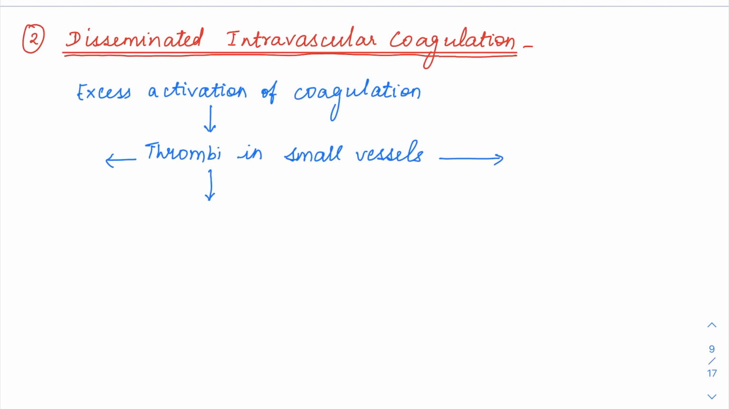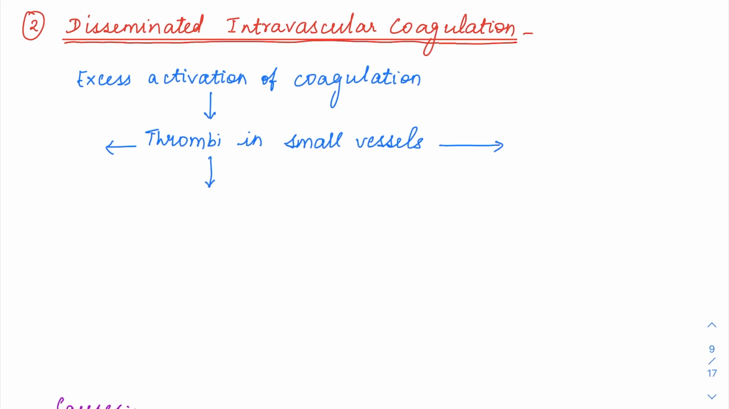In all of these diseases, there is going to be some kind of coagulation abnormality, which is going to cause lots of activation of coagulation. When excess activation of coagulation is happening, it is going to form lots of thrombi in the small vessels. So it is an example of microangiopathic hemolytic anemia. In small vessels, there is going to be lots of thrombi.